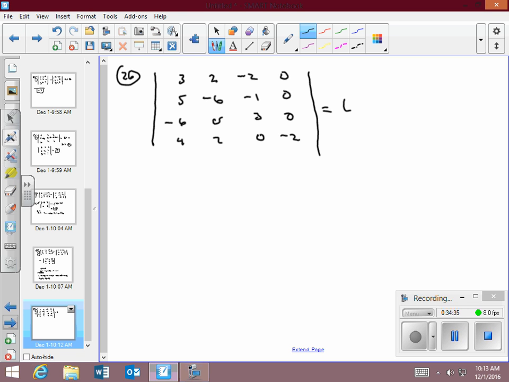So should we just do the cofactor on that fourth column? This is a minus 1. It's 4 and 4, right? So that's a plus. And it's a minus 2. Cofactor is 3, 2, minus 2, minus 6, minus 1, minus 6, 0, 3.